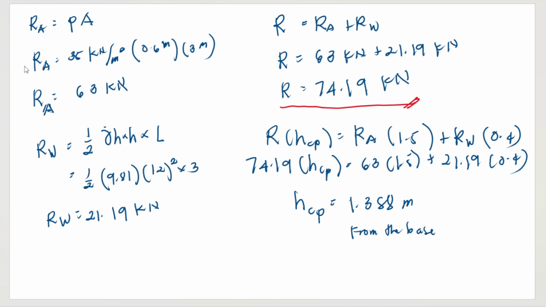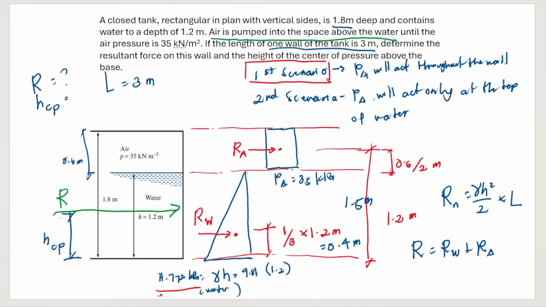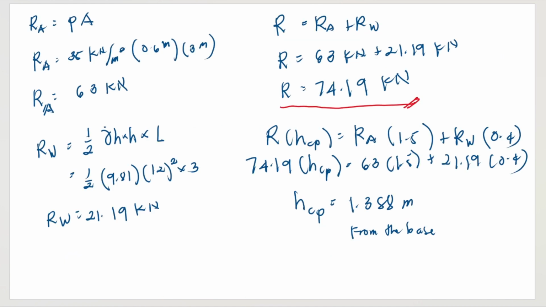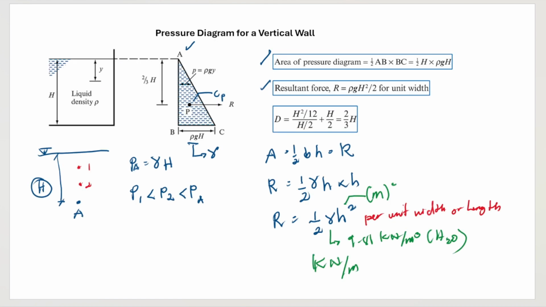So, kung babalik natin yung illustration, lalagpas pala doon sa ating water. Parang nandito pala talaga yung ating resultant force. Kung ito yung 1.2, nandito pala talaga yon. Dito napunta yung ating resultant force kasi ito yung 1.388. Okay. So, yan yung ating answer for this particular problem. So, that is for pressure diagram for a vertical wall.